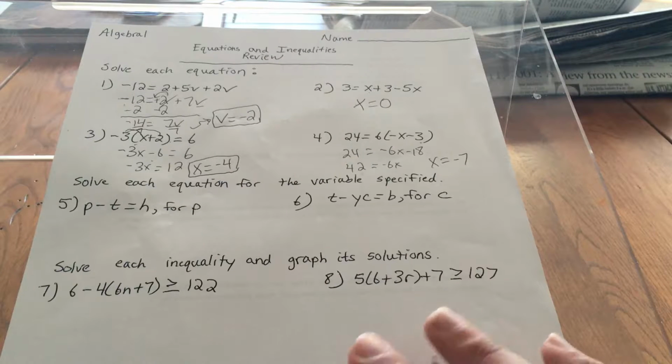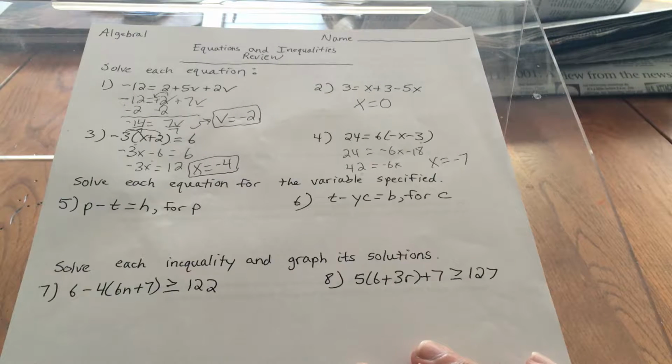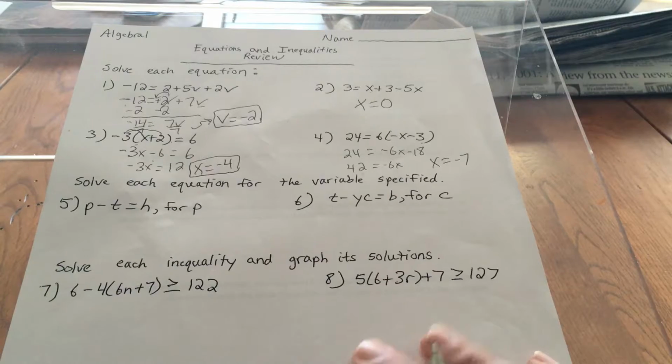Okay? So that's how you handle solving equations. You run down that list. You take care of parentheses first, then you combine like terms, then you get all the variables together on one side of the equals, and then you start adding and subtracting to get rid of terms, and then you multiply or divide to get rid of terms.